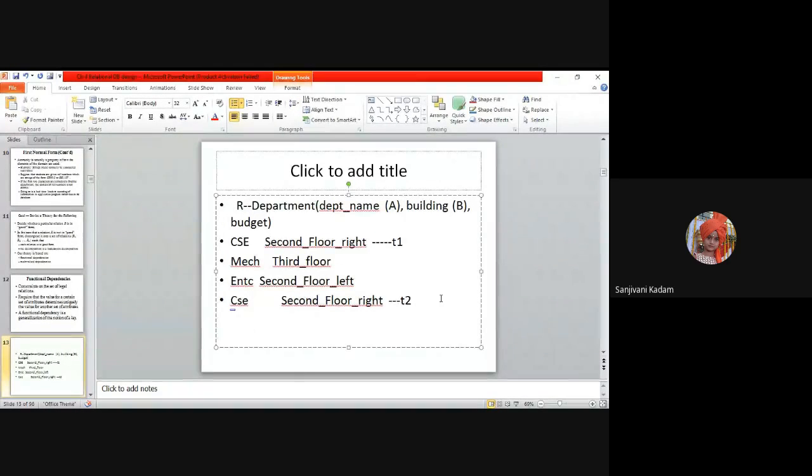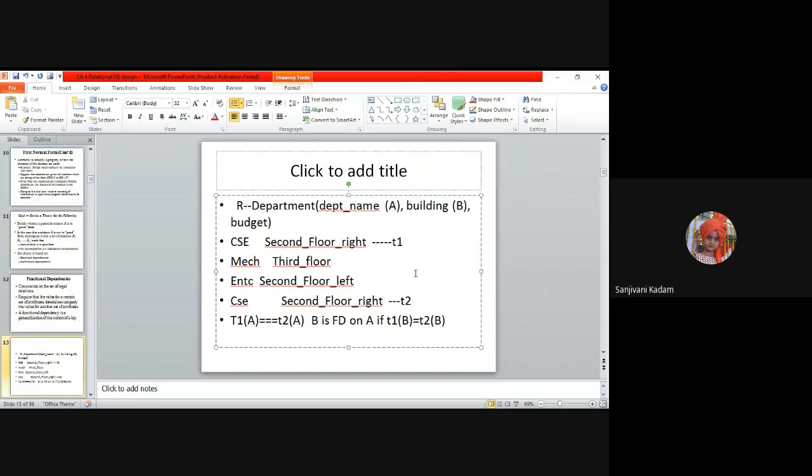So functional dependency means that if we are taking T1's A, T1's A attribute value, if it matches with T2's A attribute, then we can say that B is functionally dependent on A if this condition is existing, and T1's B is also equivalent to T2's B.